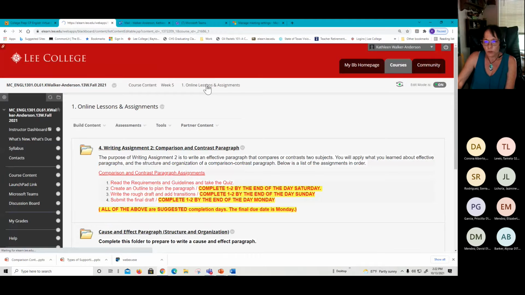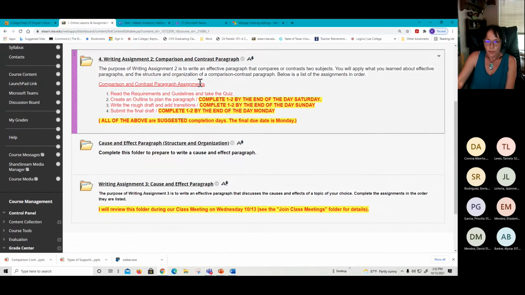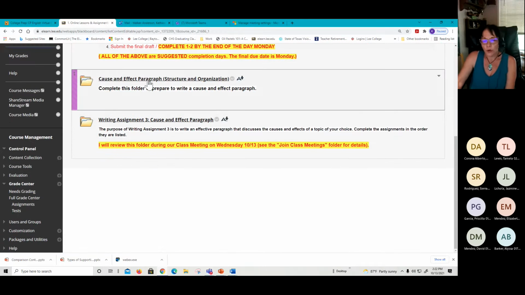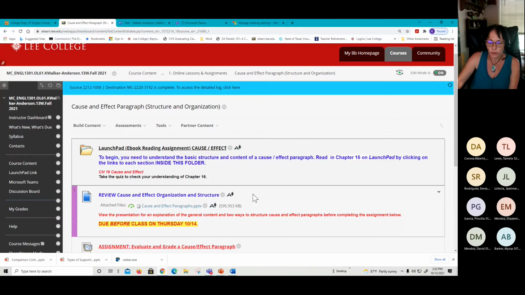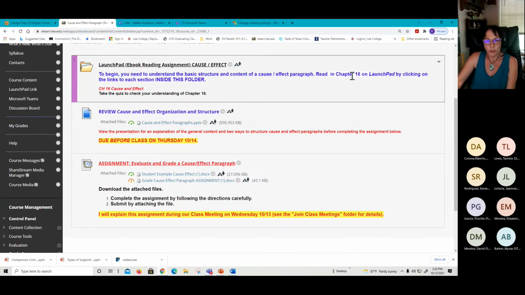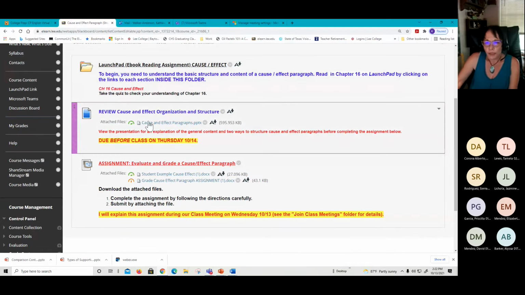So let's back up. We're still in week 5, and here is the cause and effect paragraph, lessons and assignments. There's an ebook reading on Launchpad. There's a link to each section of the chapter, and then you take a quiz. So that's just a general introduction to cause and effect. And then this presentation is over 2 different types of organizations. Oh, that wasn't for you all. It says due before class on Thursday. I need to take that off.